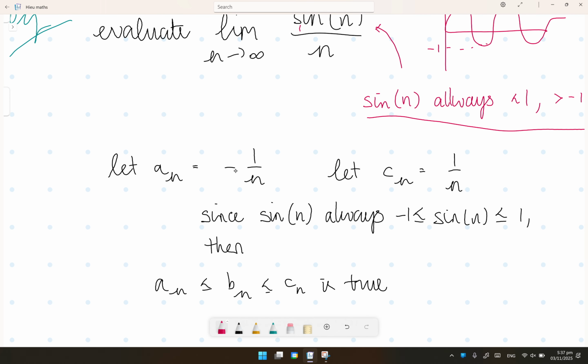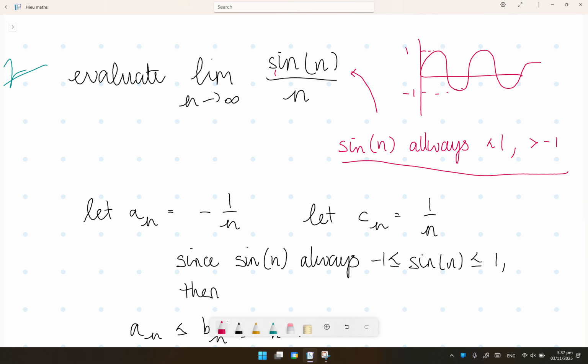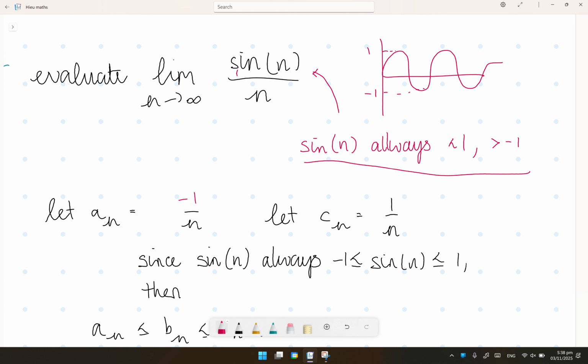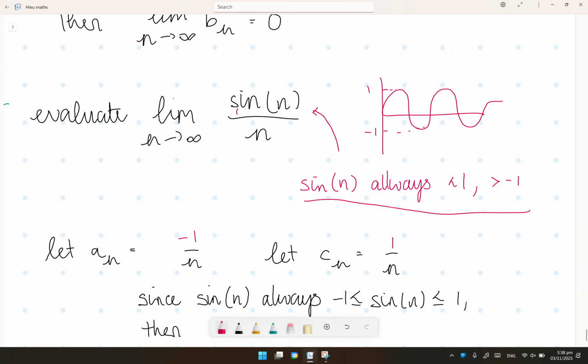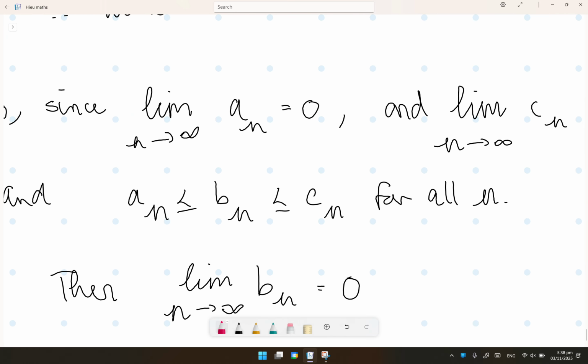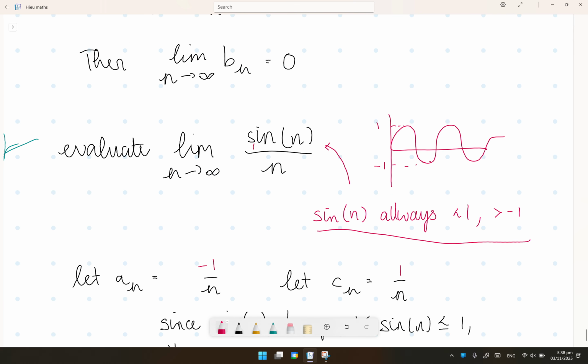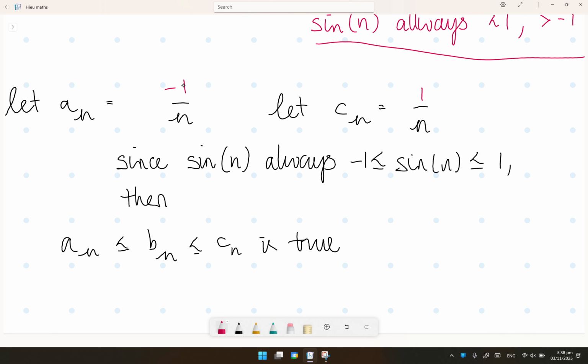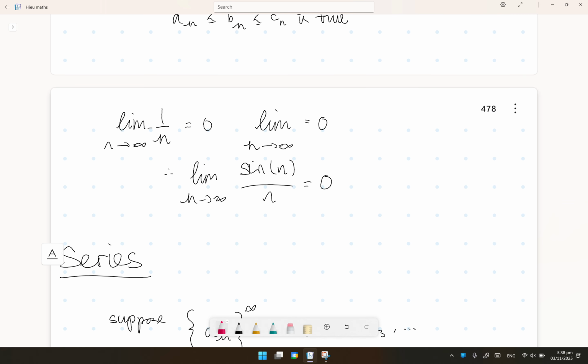So let's say let An equal minus 1 over n, because remember sine n is always equal to or larger than minus 1. And then we let Cn equal 1 over n, because sine n is never larger than 1. So sine n is always between these two. And remember, the theorem states that it's larger than or equal to, smaller than or equal to. It doesn't have to be strictly larger or smaller than. So this works. And again, when we take the limit as n goes to infinity of this, it's 1 over infinity, which is equal to 0. So we know that the limit of sine n over n is also equal to 0.